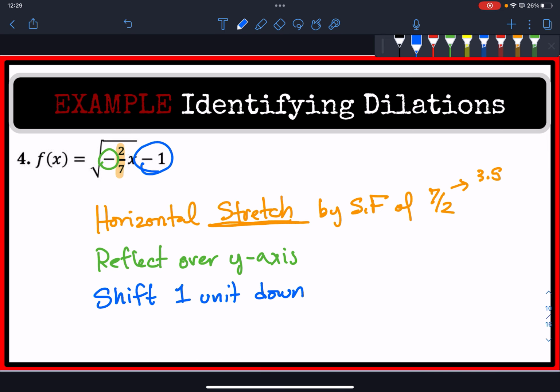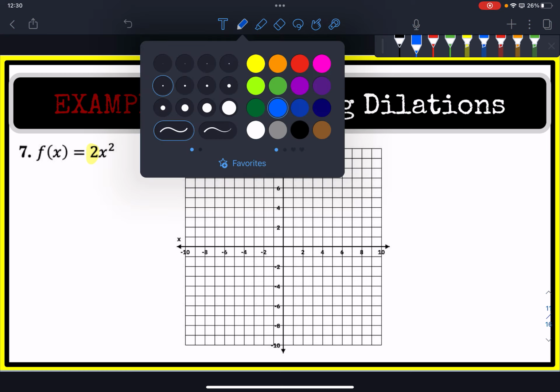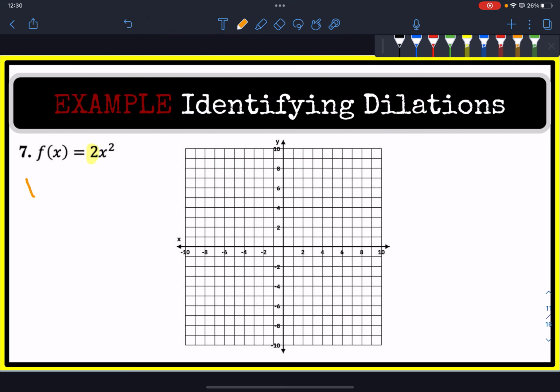So let's look at some more examples. So right here, we're not going to graph this. We're just going to identify the dilation. So here, multiplying the graph by 2, again, not grouped with the x. This is going to be a vertical dilation. And because we're multiplying by 2, it is going to be a stretch.